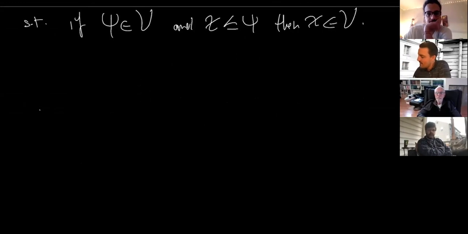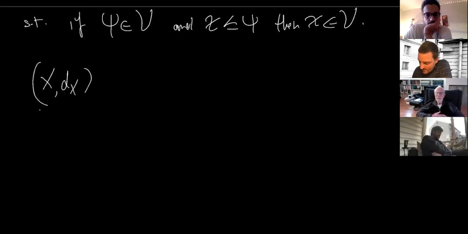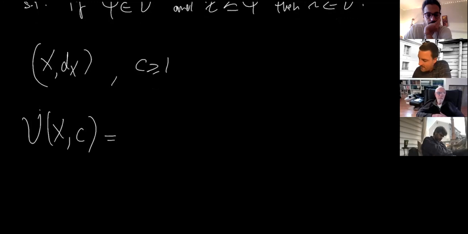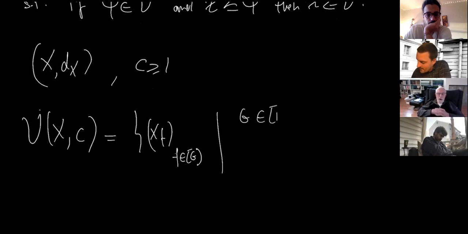So then we look at vines of the following type. If you have a metric space, let's say X, and you give yourself a real number C greater than 1, you define the vine over X with this parameter to be the set of bunches (x_f) in X, such that G is a finite subset of the integers, so that the x_f belong to the metric space.